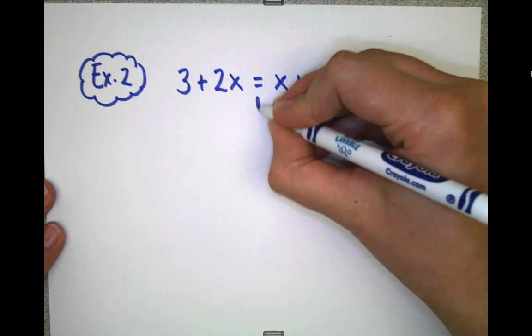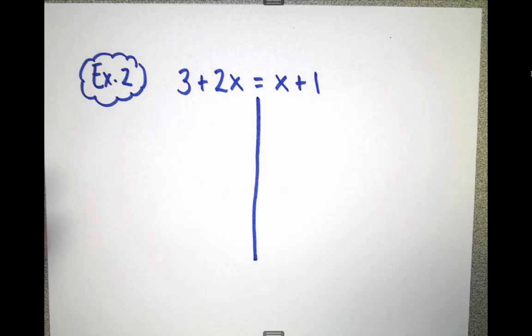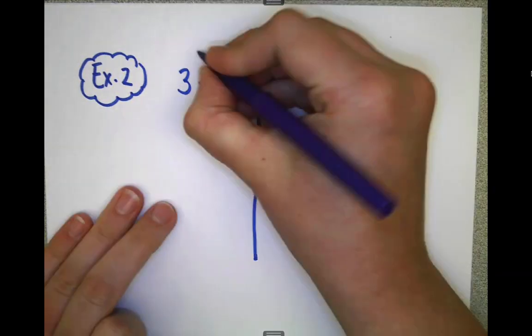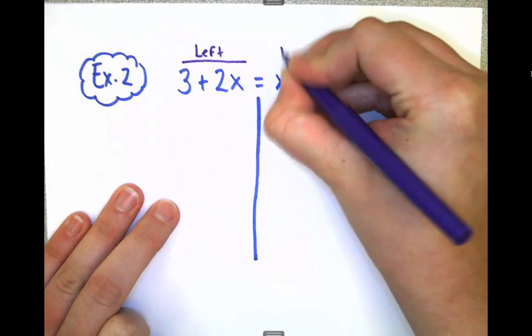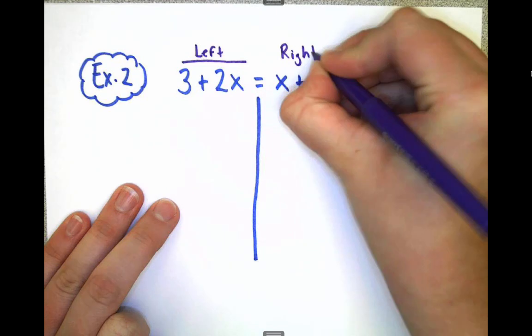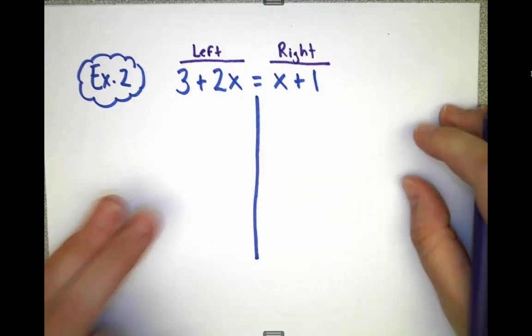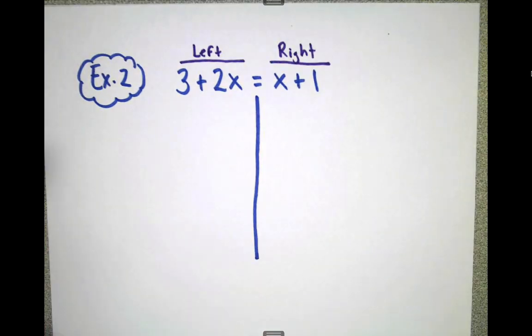So we're going to take that equal sign and split it down the middle, dividing our paper into a left and a right hand side. You can even write that. You can put up here left, this is the left over here, and this is the right side over here. So we're dividing it down the middle into a left and a right. We're going to draw what these tiles would look like.